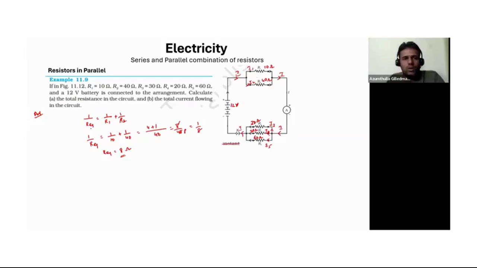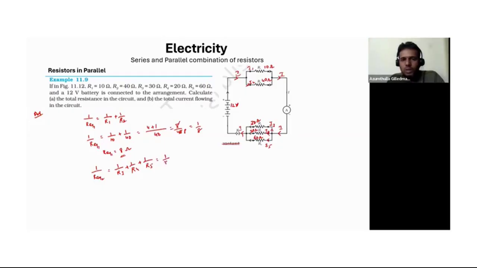Now let's call this R equivalent 1, the upper part. Now I'll find R equivalent 2. There are 3 resistors, so 1 by R equivalent 2 equals 1 by R3 plus 1 by R4 plus 1 by R5. Hope you guys are following.